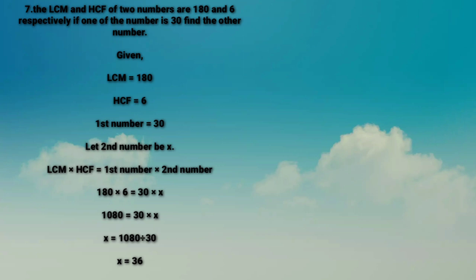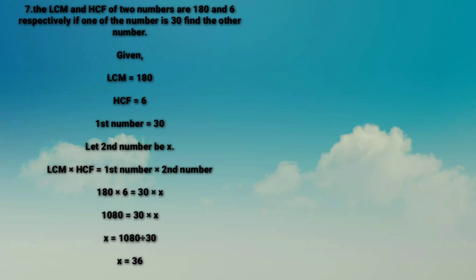Similarly students, this statement can be written as: LCM into HCF is equal to first number into second number. So according to the data, the LCM is 180, HCF is 6, first number is 30 and second number is x. Now you will substitute the values of LCM and HCF. So what is LCM, student? 180. What is HCF? 6. What is the first number? 30. What is the second number? That you have to find out.